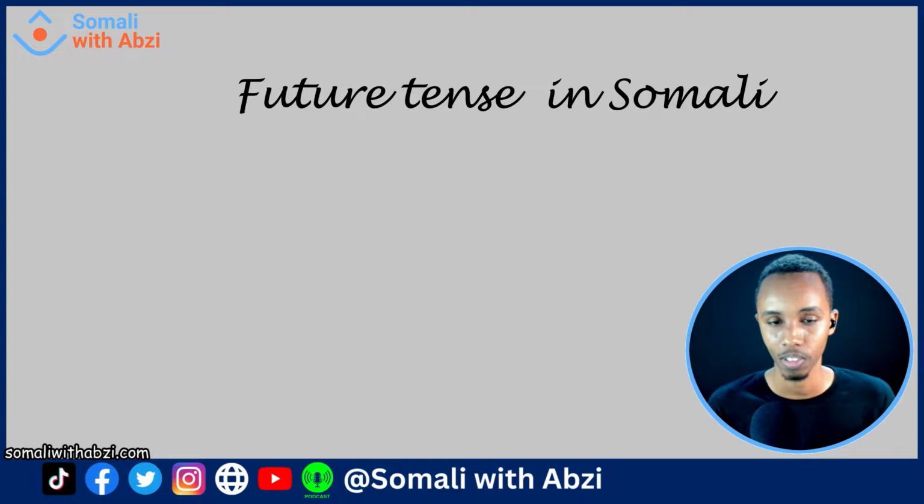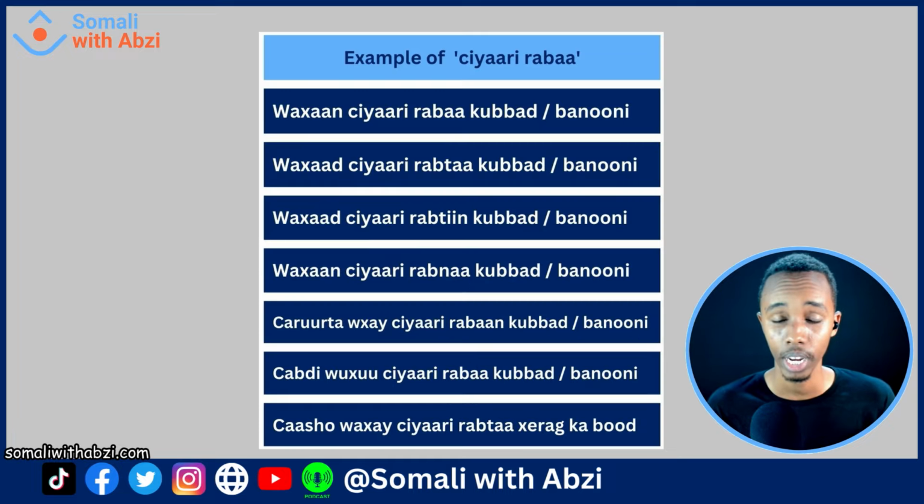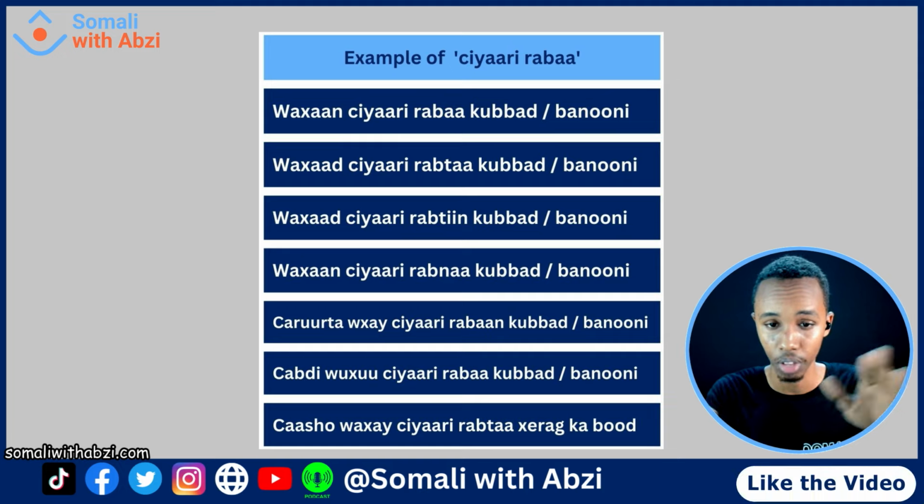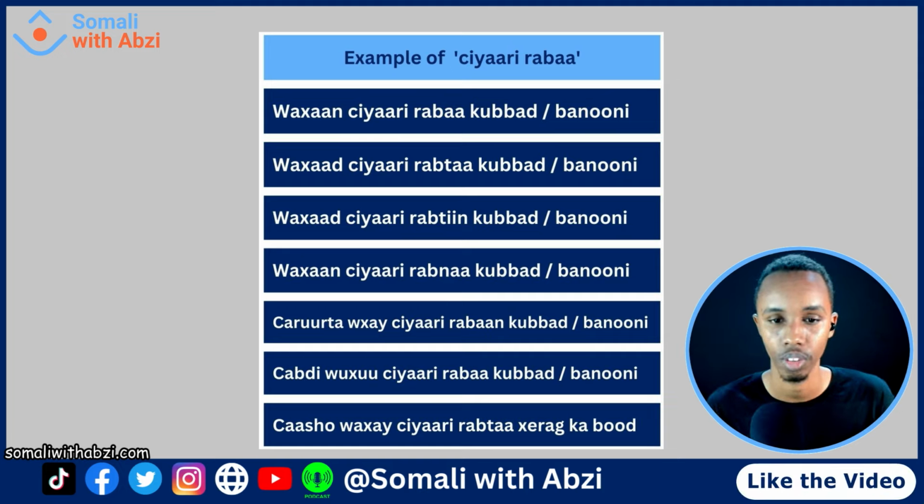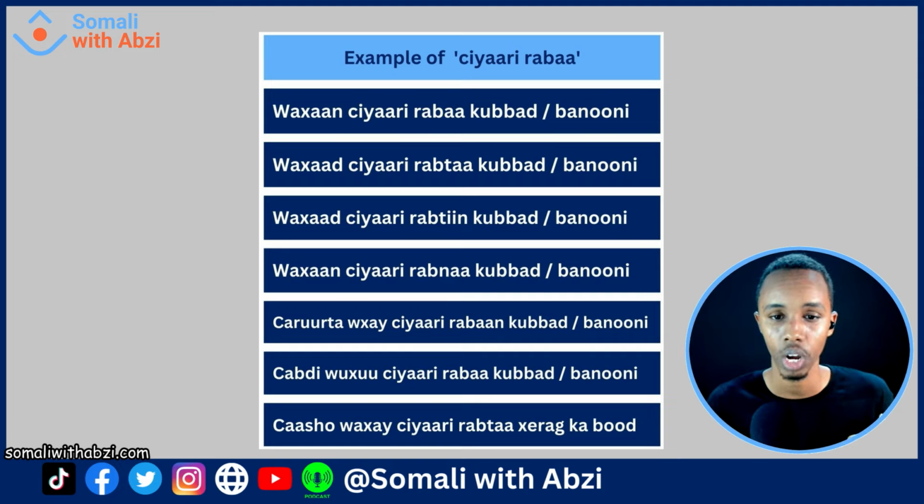All right, now let's make some other verbs using the future tense in Somali. Waxaan ciyaari rabaa kubad. Waxaad ciyaari rabtaa kubad. Waxaad ciyaari rabtiin kubad. Waxaan ciyaari rabnaa kubad. Caruurta waxay ciyaari rabaan kubad. Abdi wuxuu ciyaari rabaa kubad. Aasho waxay ciyaari rabtaa xadhig kabood.